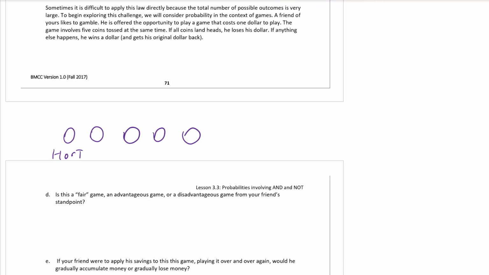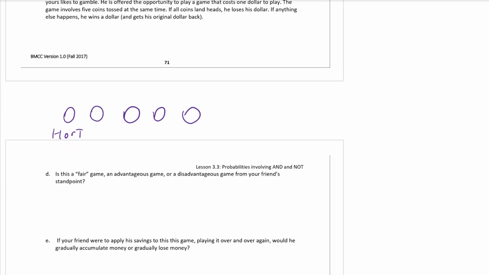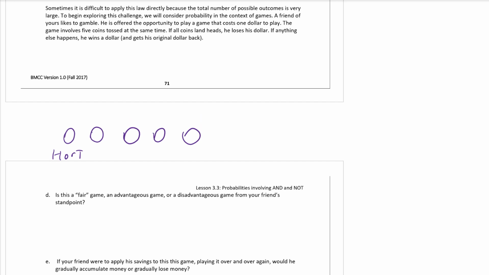Part D of the introductory question: is this a fair game, an advantageous game, or a disadvantageous game from your friend's standpoint? I'll give you a moment, just think about it, and you have 3 choices. Is it fair, is it advantageous, or disadvantageous? What do you think? Okay, so let's review. Here we're not actually trying to do any calculation. We just want to think of this intuitively. Would you play this game?